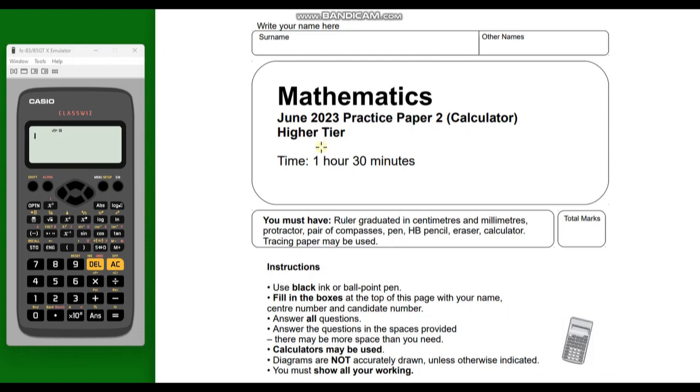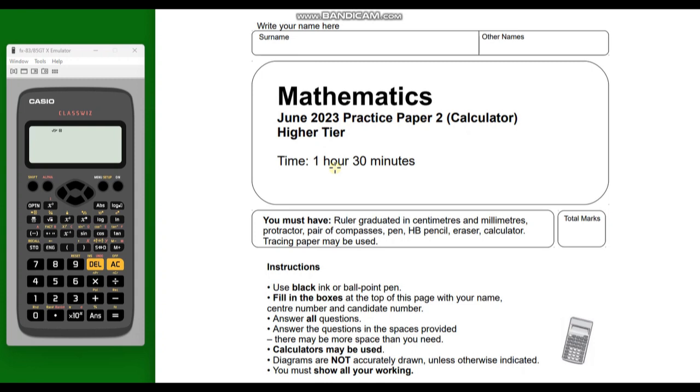Hello and welcome to a GCSE maths walkthrough, and we're going to be looking at the 2023 practice paper 2, which is a calculator paper, and that is on the higher tier. So if you are doing the foundation, please have a look at my other video. I have done exactly the same on the foundation tier.